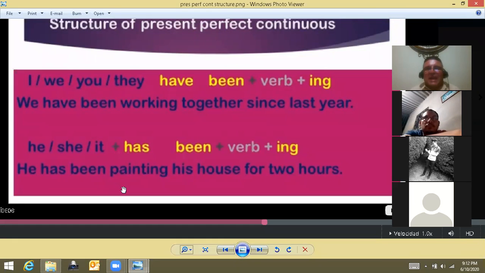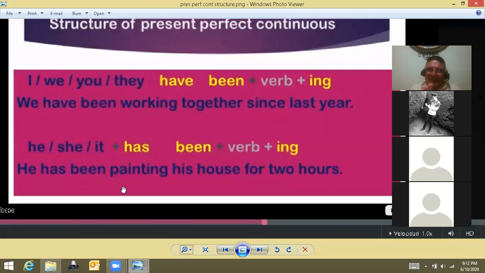Now remember, native speakers usually use contractions when they speak. So my recommendation is, even if the book, like this image here, presents you the structure word by word, in real life you should be using contractions so you sound more natural.